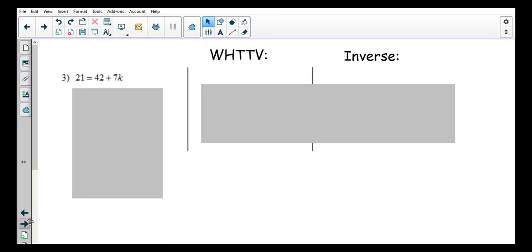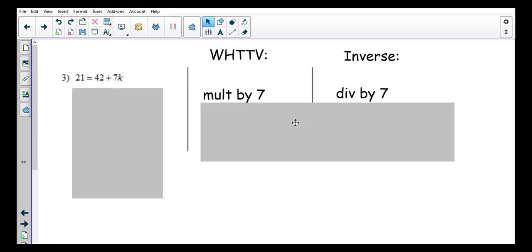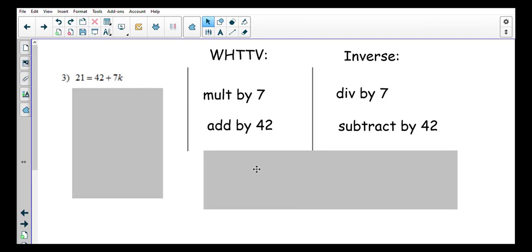All right, let's move on to number 3. This one's kind of backwards the way it's written: 21 equals 42 plus 7k. The first thing that's happening to the variable is that we are multiplying by 7. So the variable is k, we're multiplying by 7. The inverse of that is to divide by 7, and we'll do that in a few moments. After we multiply by 7, we're adding 42, and the inverse of that is to subtract 42. So remember that we're going to work in reverse order here, meaning that we're going to subtract 42 first.